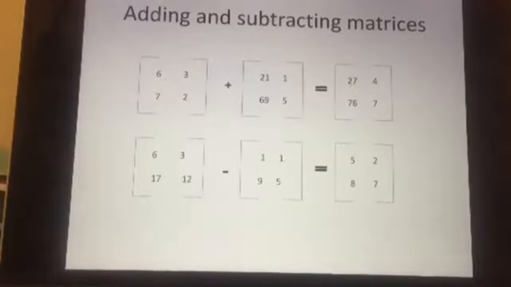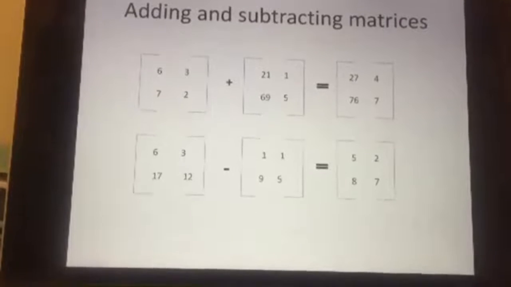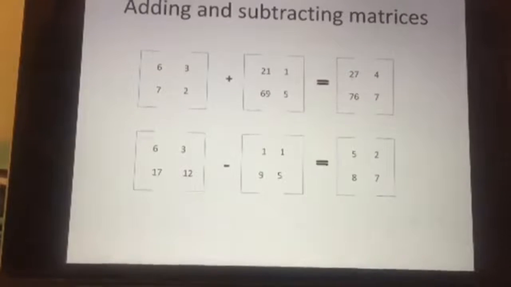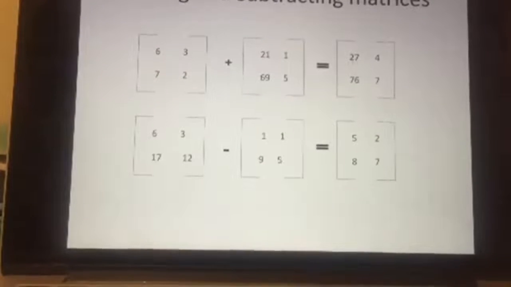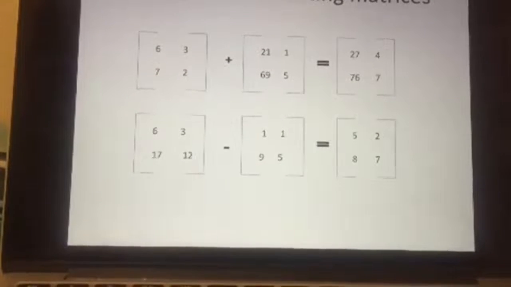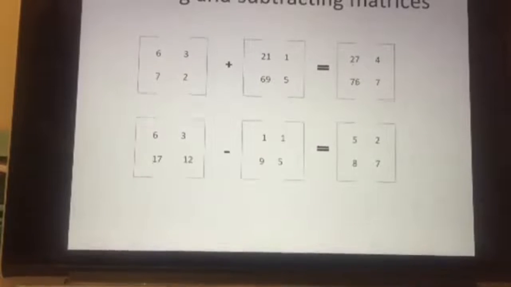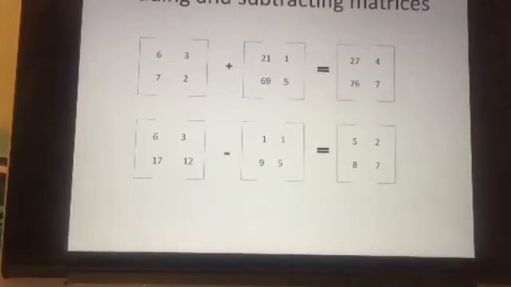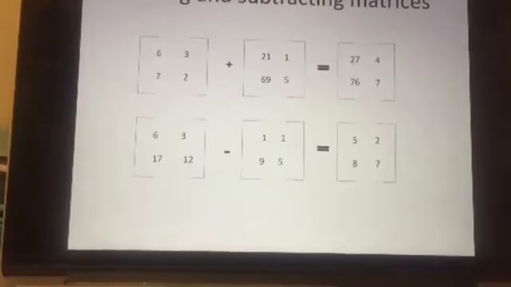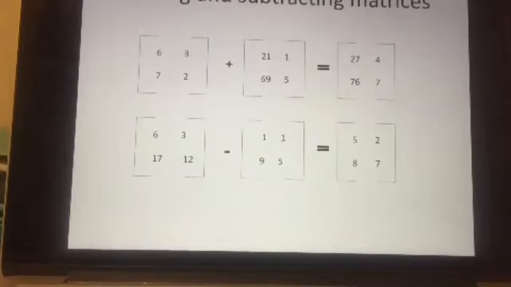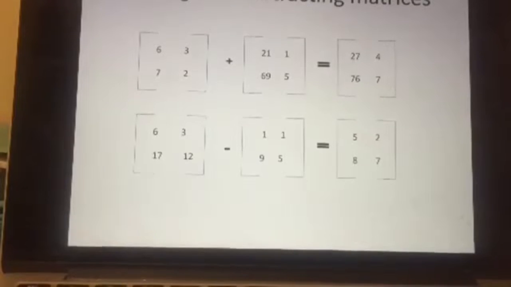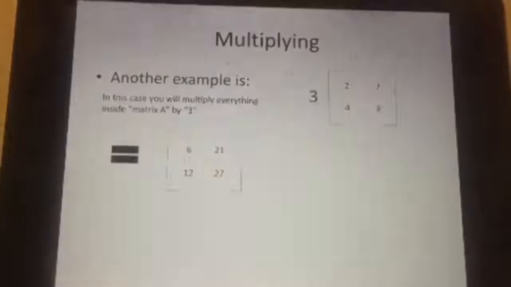Now adding and subtracting matrices is pretty straightforward, as it shows. 6 plus 21 equals 27, 3 plus 1 equals 4, 7 plus 69 equals 76, 2 plus 5 equals 7. And the same thing goes for subtracting. 6 take 1 is equal to 5, 3 take 1 is equal to 2, 17 take 9 is equal to 8, and 12 take 5 is equal to 7.